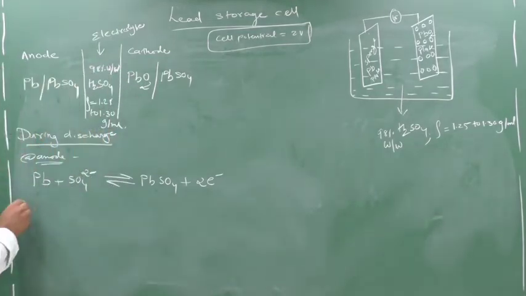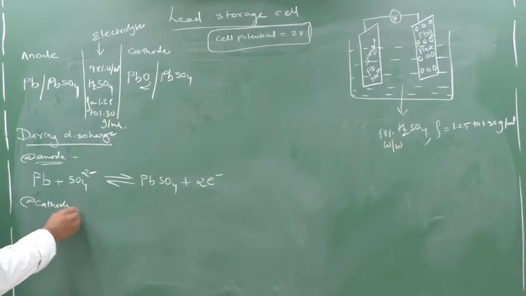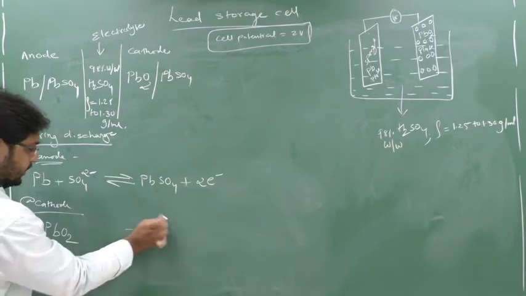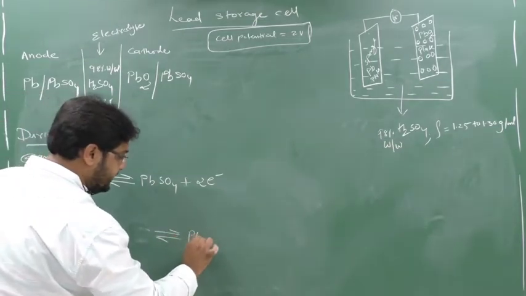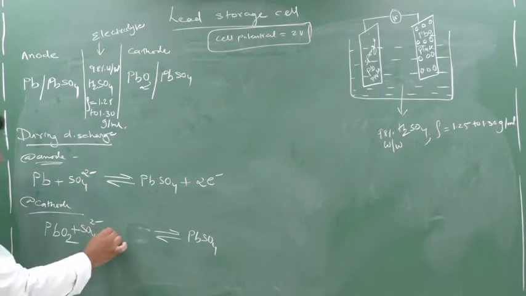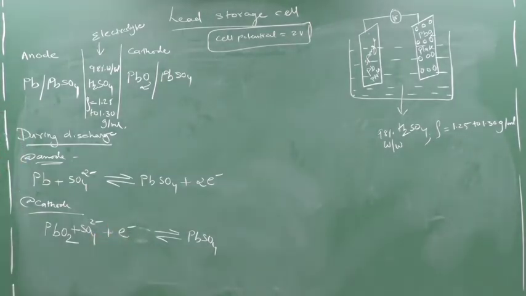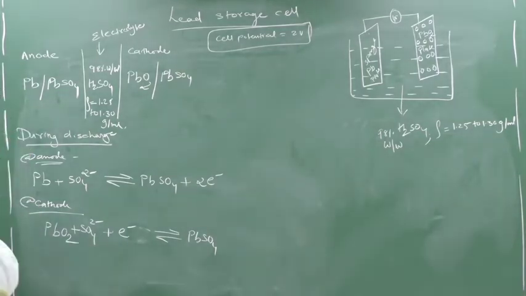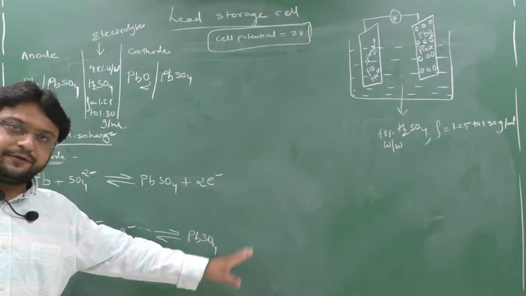Now we will see at the cathode. At the cathode I have PbO2. This PbO2 is converting into PbSO4. Clear? Here also SO4 2 minus will help. And at the cathode there will be a gaining of electron. Now see the oxygen. How many oxygen do I have? 4 plus 2, 6 oxygen on the reactant side. But how many oxygen do I have here? I have 4. So 2 oxygen is deficient on the product side.